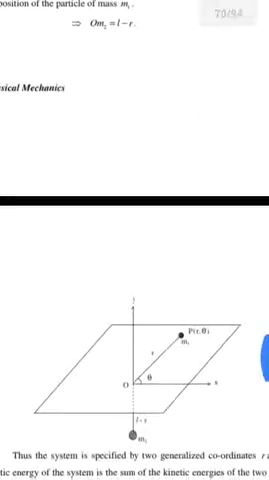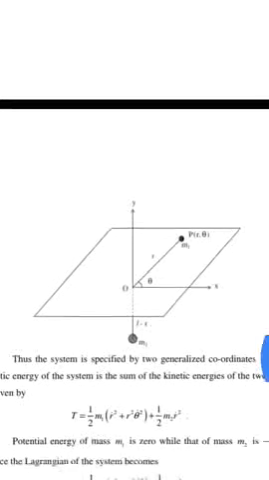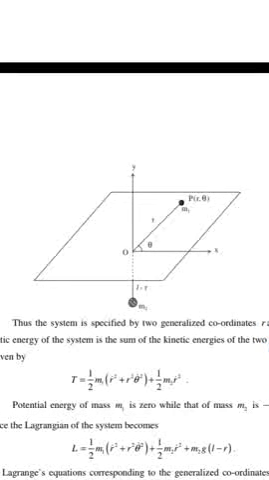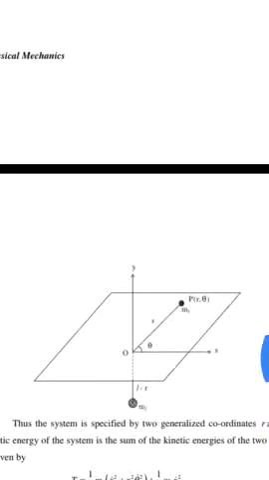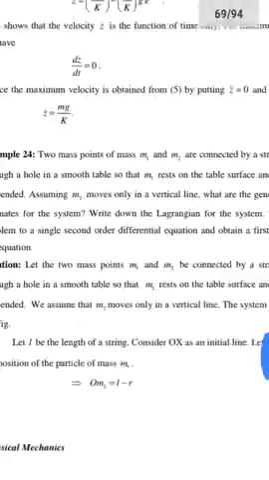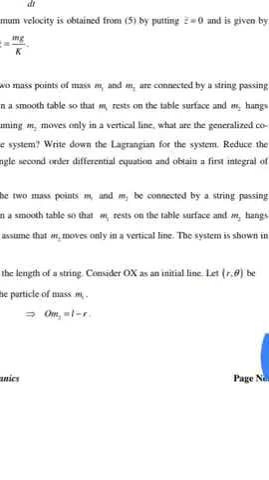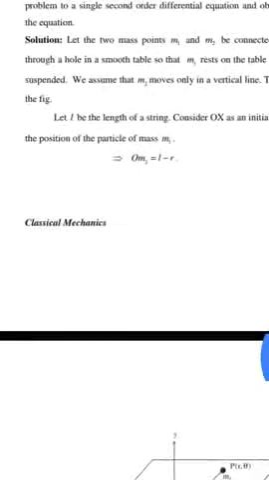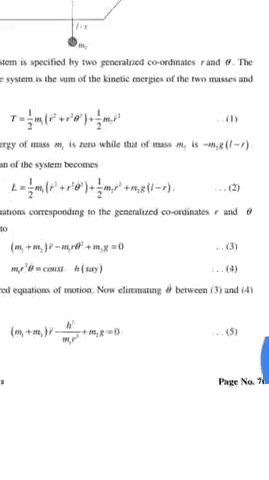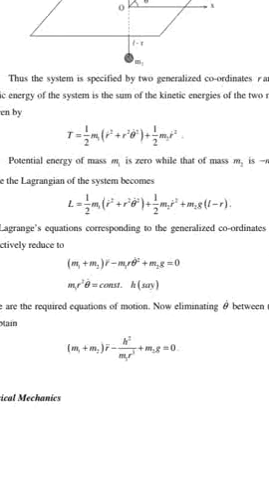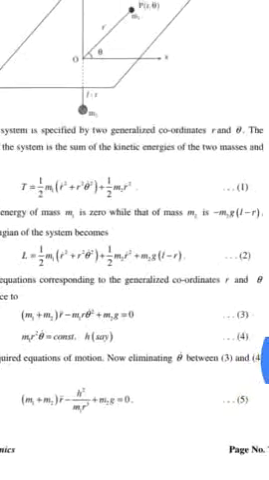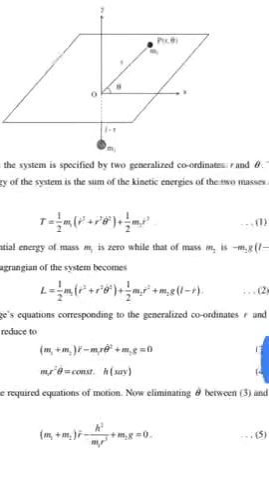Consider a particle in the XYZ system and P of r, theta, a point making an angle theta with the x-axis, so that let L be the length of the string and OX be the initial line. Let r, theta be the position of the particle of mass m1. Therefore, OM is equal to L minus r. Thus, the system is specified by two generalized coordinates r and theta.